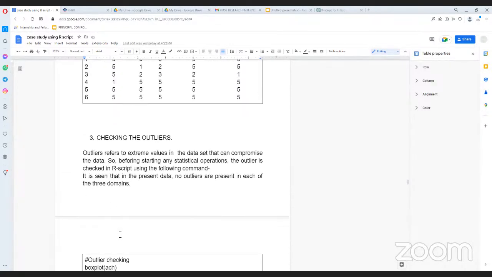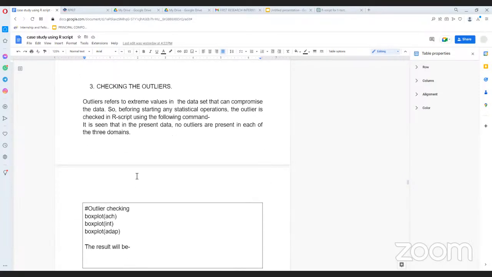After that, checking the outliers. Outliers refer to extreme values in the dataset that can compromise the data. Before starting any statistical operations, outliers are checked in an R script using the following command. It is seen that in the present data, no outliers are found in each of the 3 domains. The command is hashtag outlier checking: boxplot(ACH), which was our variable; boxplot(INT), which was our second variable; boxplot(ADAPT), which was our third variable. Then the result will be.